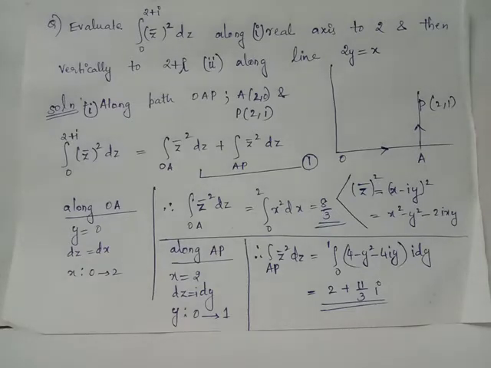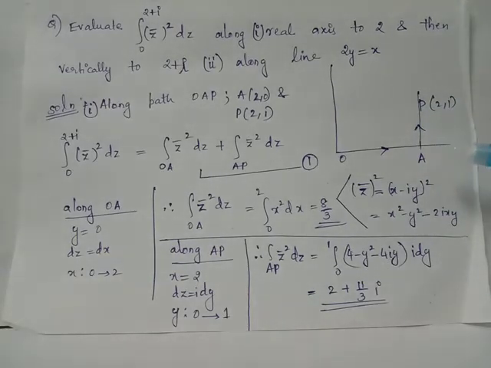Therefore, dz reduces to dx only, because dx plus i dy becomes dx plus i times 0. Therefore, dz equals dx, and x ranges from 0 to 2 along the path OA, because x is ranging from (0, 0) to (2, 0). Therefore, x varies from 0 to 2 in this path OA.